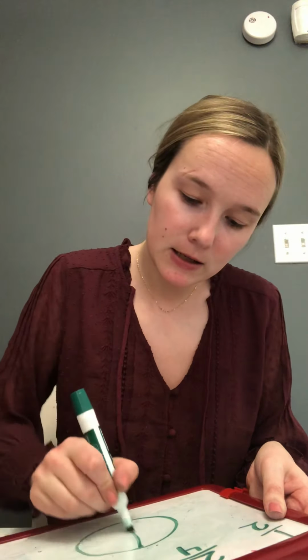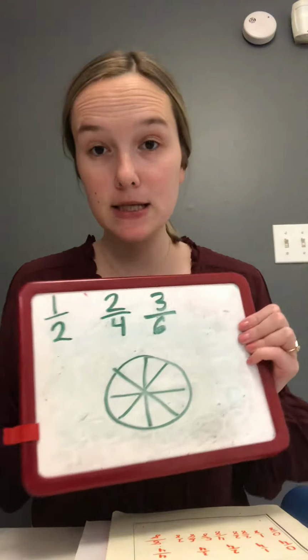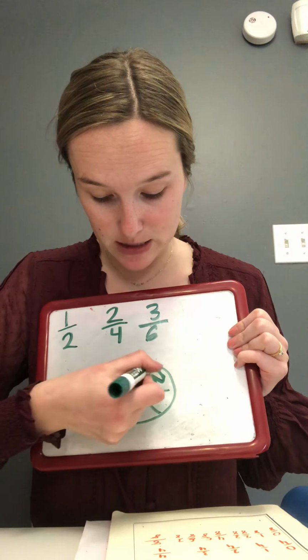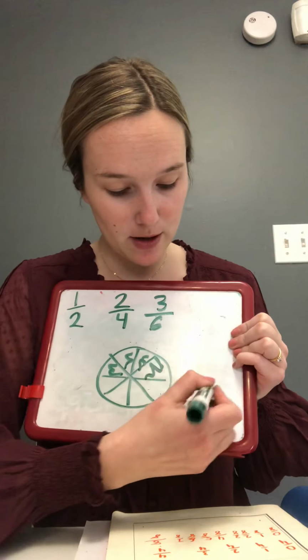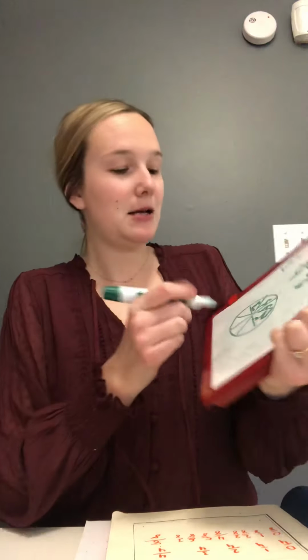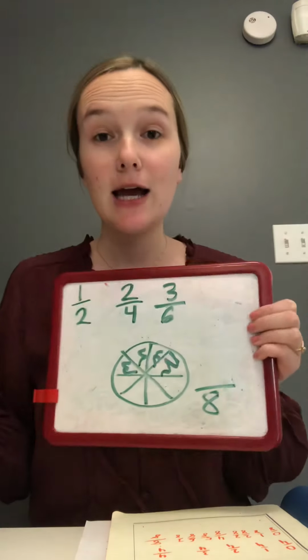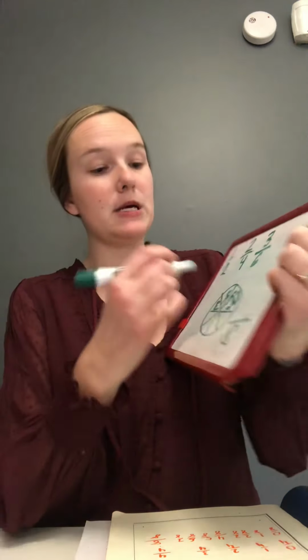I'm gonna try 8. So I have 8 pieces and I want to cover half of my pizza. So half of my pizza is covered. My bottom number is 8. That's a very crooked 8. My bottom number is 8. And I've covered half my pizza. So half of it's covered and I've covered 1, 2, 3, 4 pieces.